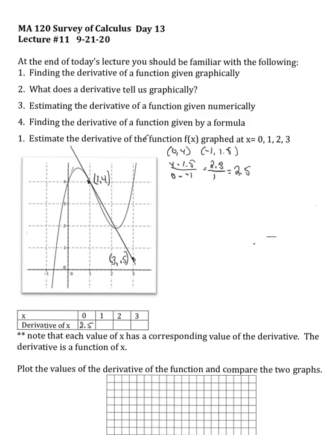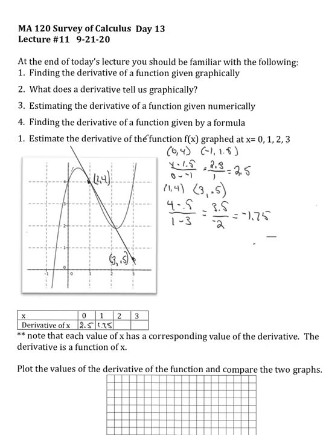So now I'll find the slope between the point (1, 4) and the point (3, 0.5). So 4 minus 0.5 over 1 minus 3. So 3.5 over negative 2, which is negative 1.75. And I'll write that in my chart below, negative 1.75. And I'm going to continue that for the number 2 and the number 3.